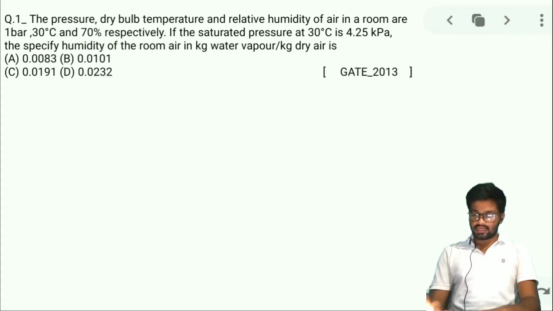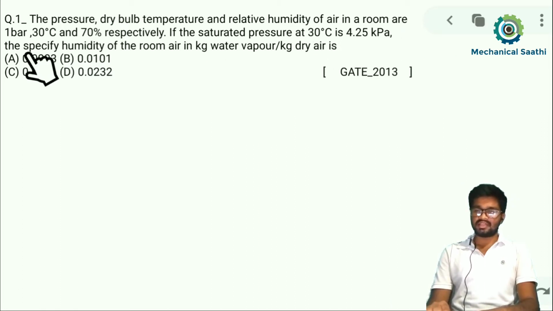So this is our first question. Let us first try to read it. Here it is telling that the pressure, dry bulb temperature, and the relative humidity of air in a room are given as 1 bar, 30 degrees centigrade, and 70% respectively. So pressure is given as 1 bar, dry bulb temperature is 30 degrees centigrade, and relative humidity is 70%.